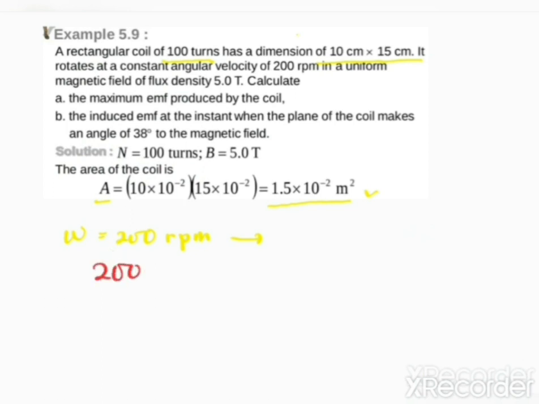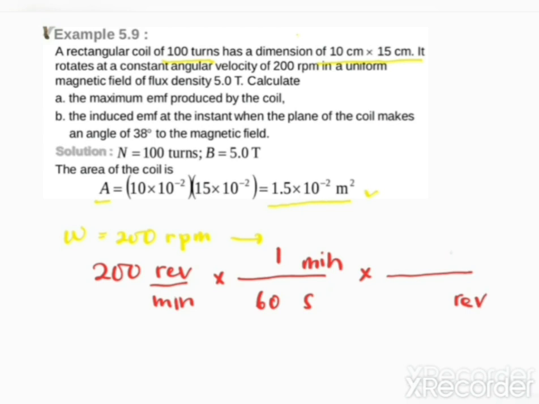So 200 revolutions per minute. We cancel the minute, so this is the second. 1 minute is equal to 60 seconds, revolution, and this is the radian. 1 revolution equals 2 pi radians. Therefore, 200 rpm is equal to 20.9 radians per second.